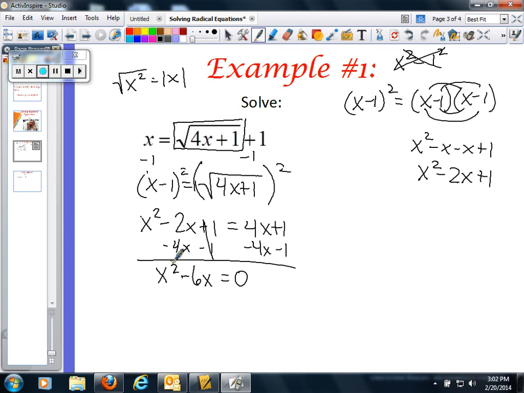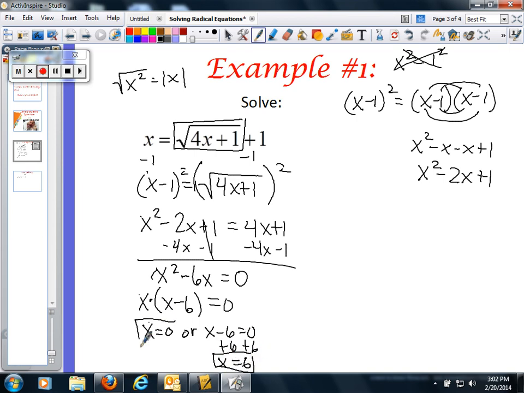And once you get here, you're going to go ahead and factor. So you get x times x minus 6. Now, since this is multiplication, this tells you that x equals 0, or x minus 6 equals 0, and you solve for x. So I add 6 to both sides, I get x equals 6. So here are my two answers, x equals 6 or x equals 0. Okay?